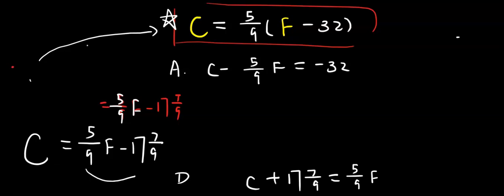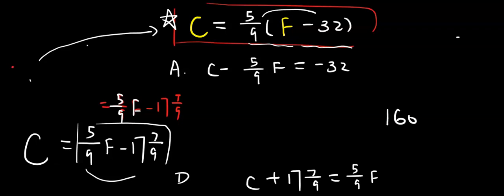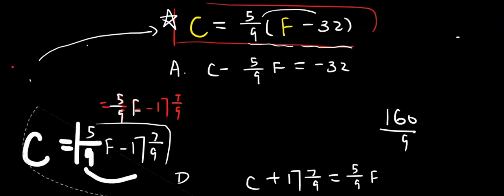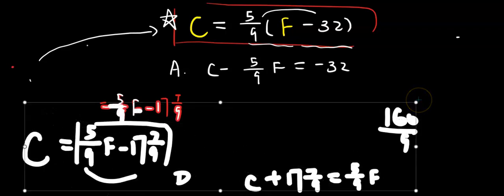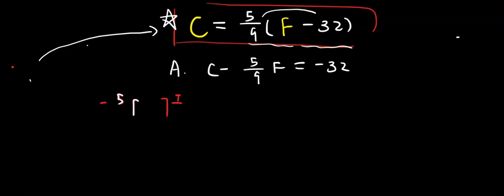Obviously, this part is from distributive property. Why? Because earlier we did 5 over 9 times 32 is 160 over 9. 160 over 9, if you rewrite it as a mixed number, it is indeed 17 and 7 over 9. So once again, D is equivalent, which left A is not equivalent one.